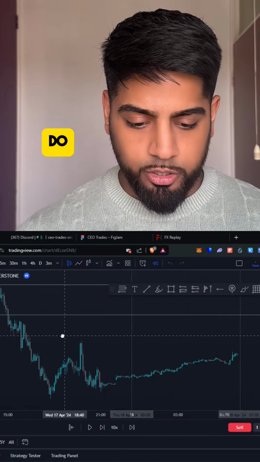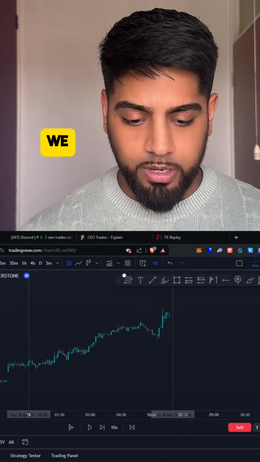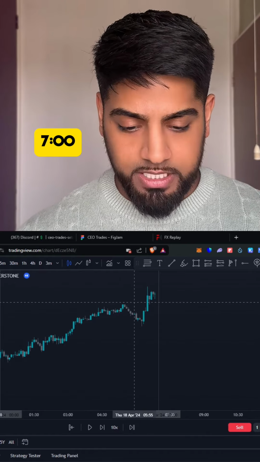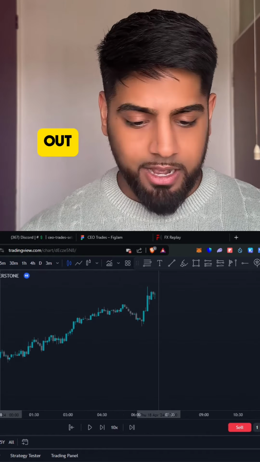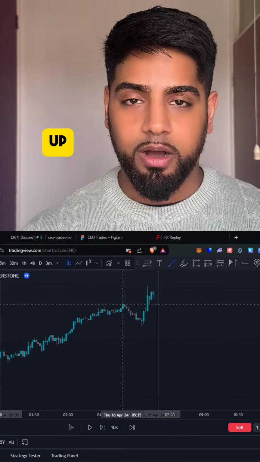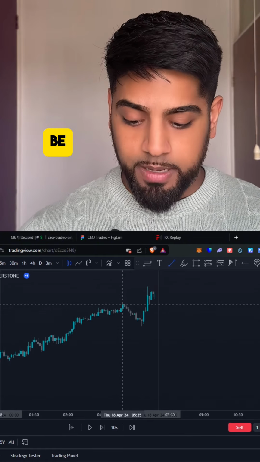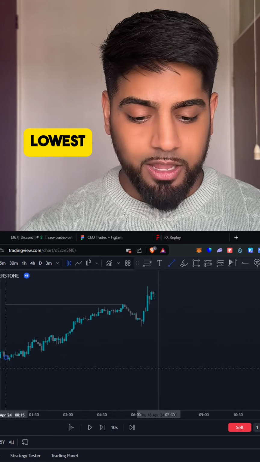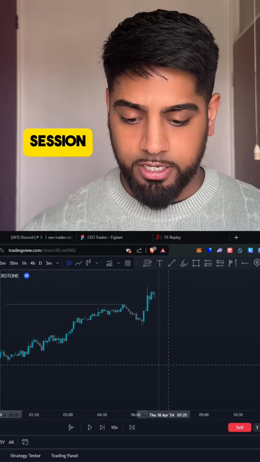So the first thing that we do is we come onto our charts and we load up NAS at 7 o'clock in the morning. Now, once we're here at 7 o'clock, our next step is to mark out the liquidity points that we have built up overnight. And that will be the highest point that Asia session reached and also the lowest point that Asia session reached.